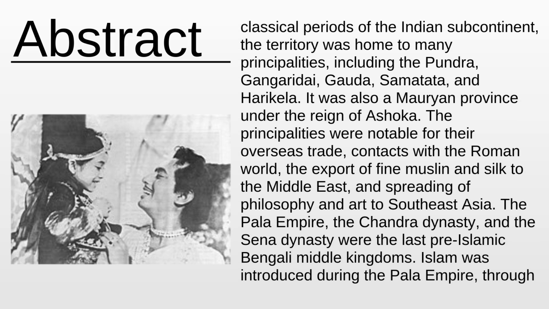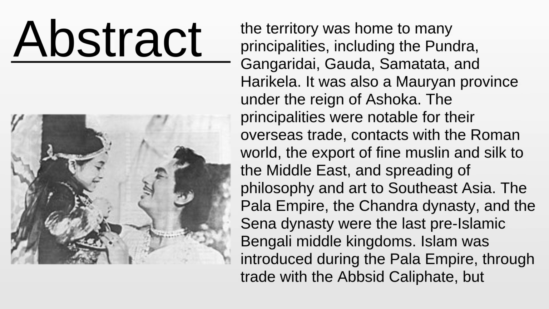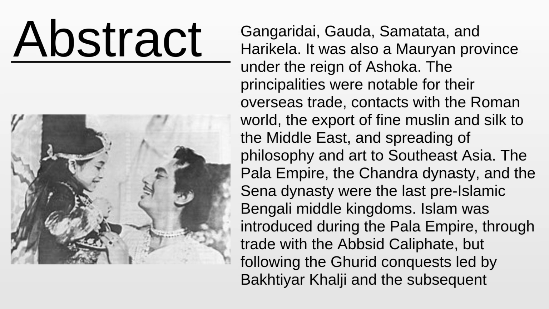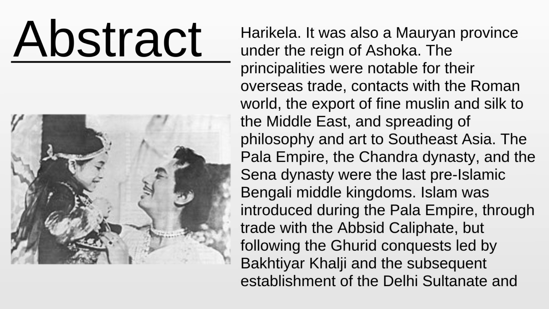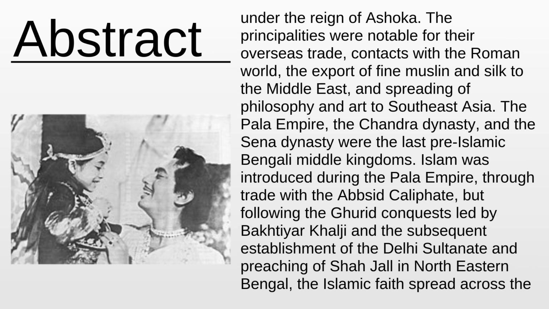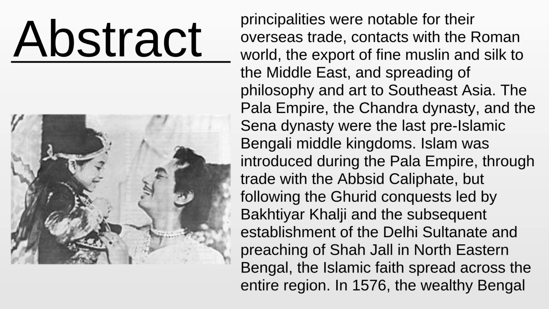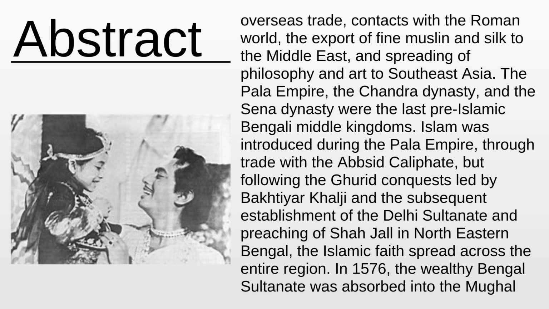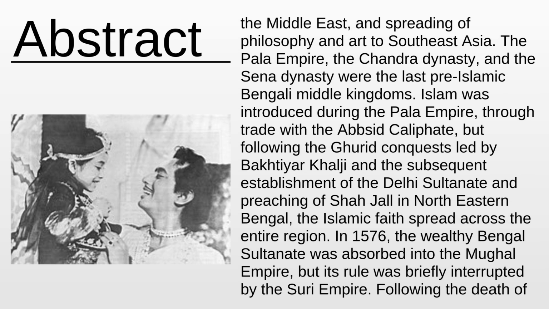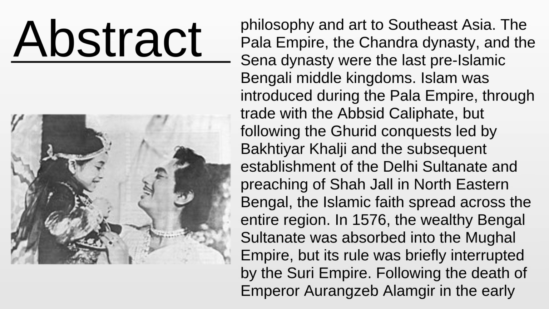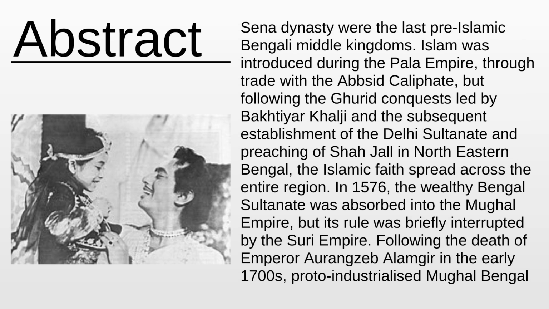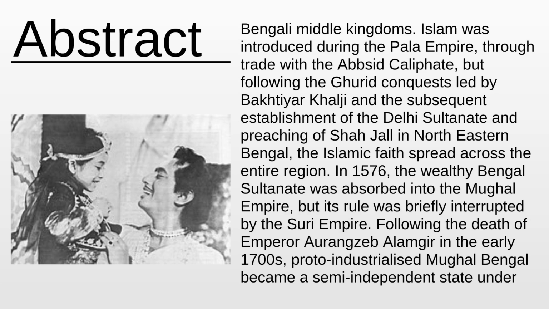According to the ancient Indian texts, Ramayana and Mahabharata, the Vanga kingdom, one of the namesakes of the Bengal region, was a strong naval power. In the ancient and classical periods of the Indian subcontinent, the territory was home to many principalities, including the Pundra, Gangaridai, Gauda, Samatata, and Harakala. It was also a Mauryan province under the reign of Ashoka. The principalities were notable for their overseas trade, contacts with the Roman world, the export of fine muslin and silk to the Middle East, and spreading of philosophy and art to Southeast Asia.